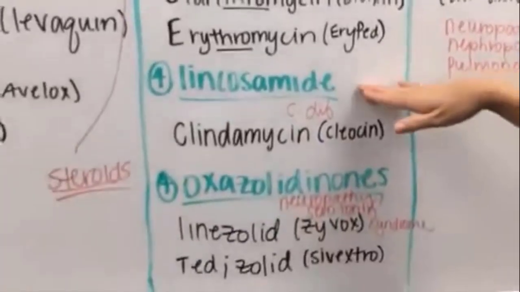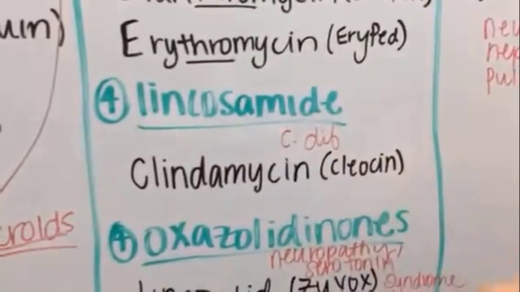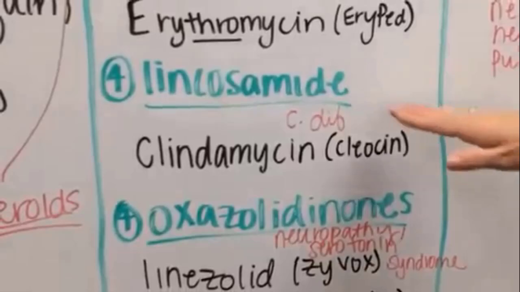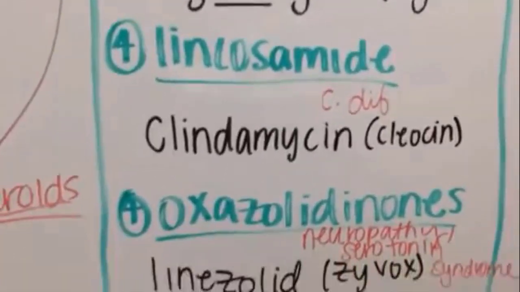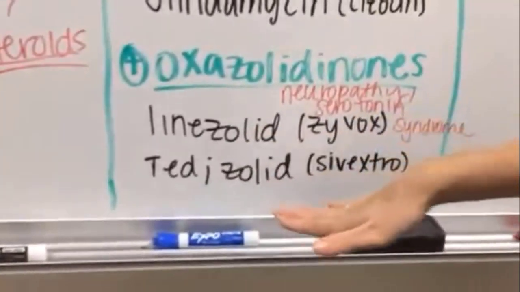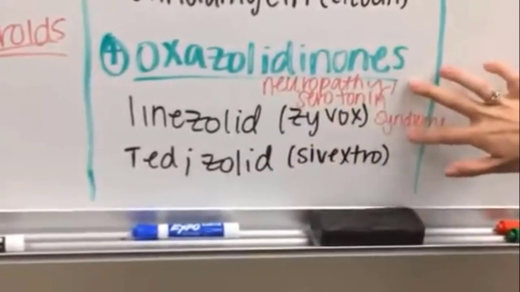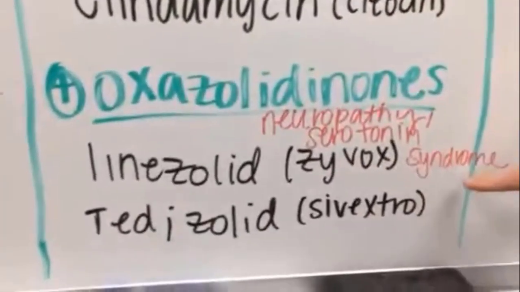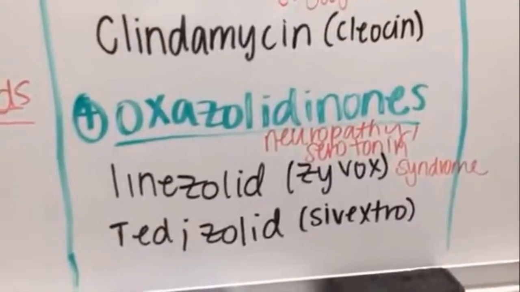Then we have our lincosamide, and this is just going to be clindamycin or Cleocin, and C. difficile is going to be something that we want to watch out for. There's a black box warning for clindamycin for C. difficile. And then last but not least, we have our linezolid and tedizolid. Linezolid is going to be Zyvox. And the main side effect profiles that we're going to have here are going to be the neuropathy and serotonin syndrome, because these also act as monoamine oxidase inhibitors as well.